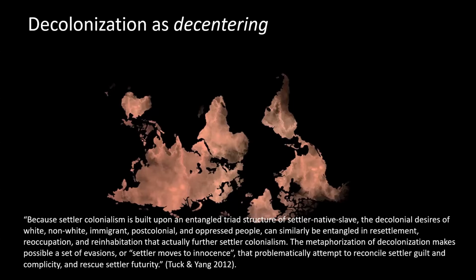They say, "Because settler colonialism is built upon an entangled triad structure of settler, native, slave, the decolonial desires of white, non-white, immigrant, post-colonial, and oppressed people can similarly be entangled in resettlement, reoccupation, and reinhabitation that actually furthers settler colonialism. This is a version of this master's tool claim we're going to make downstream. The metaphorization of decolonization makes possible a set of evasions or settler moves to innocence that problematically attempts to reconcile settler guilt and complicity and rescue settler futurity." People who write in this work really have this tendency to have these lists of different people and these claims that are quite big.